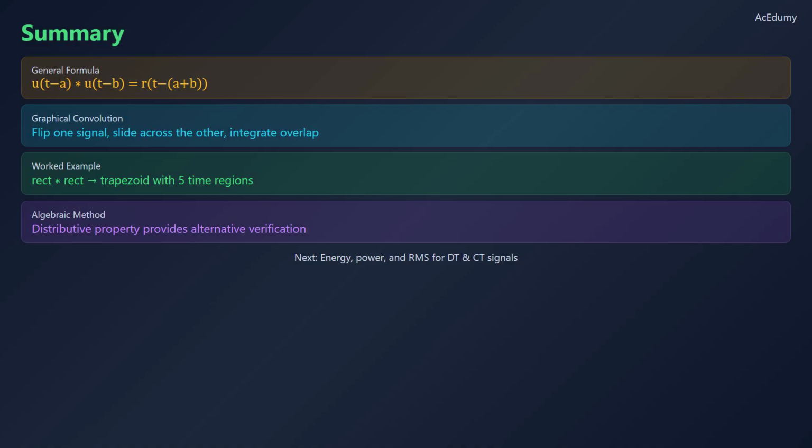Today we learned the general formula for shifted step convolution. u(t minus a) convolved with u(t minus b) equals r(t minus (a plus b)). We mastered graphical convolution. Flip one signal, slide it across the other, and integrate the overlap at each position. We worked through a complete example with rectangular pulses, identifying 5 distinct time regions. The algebraic method using the distributive property provides an alternative verification approach.